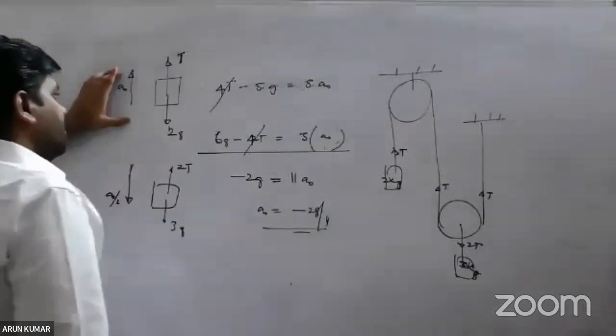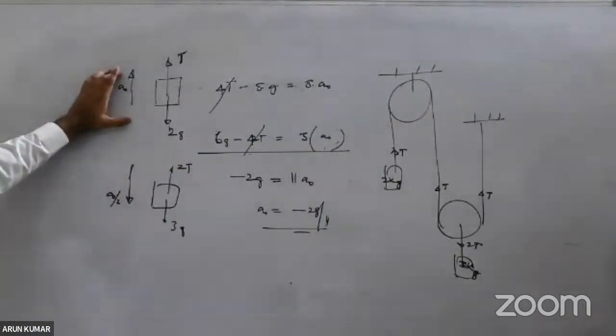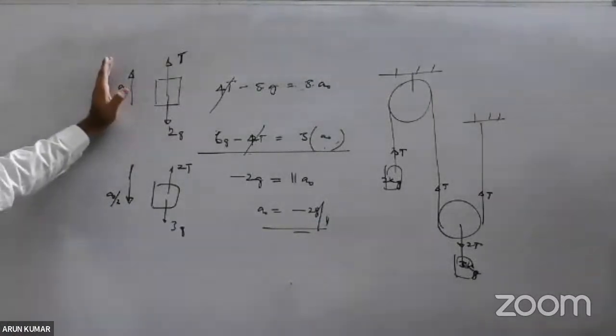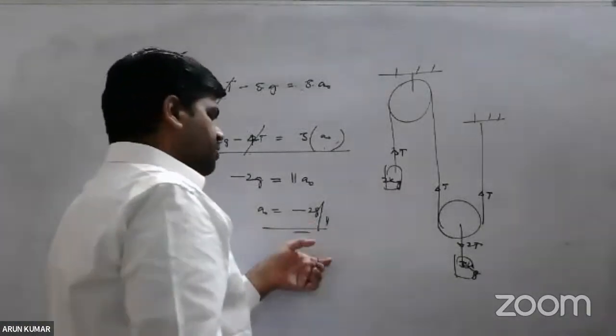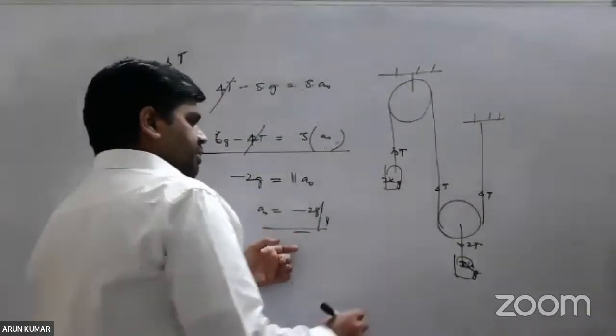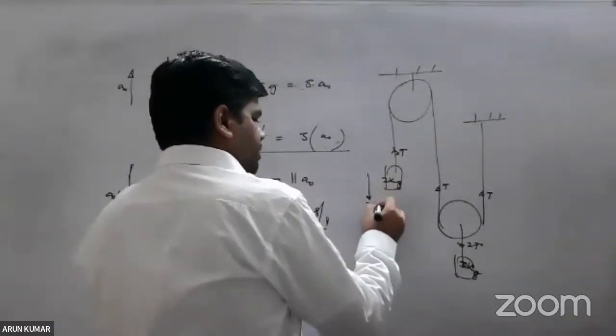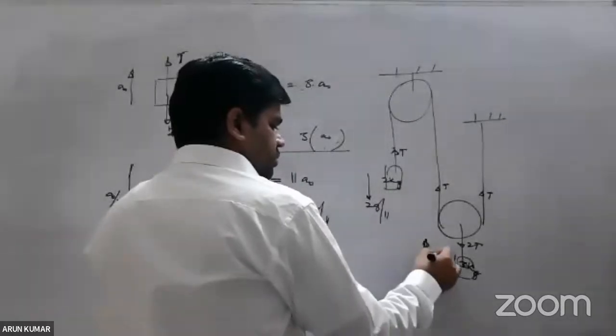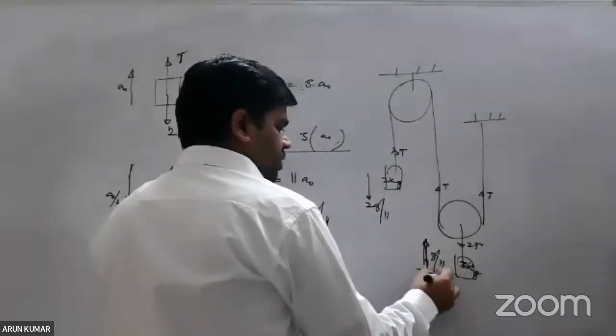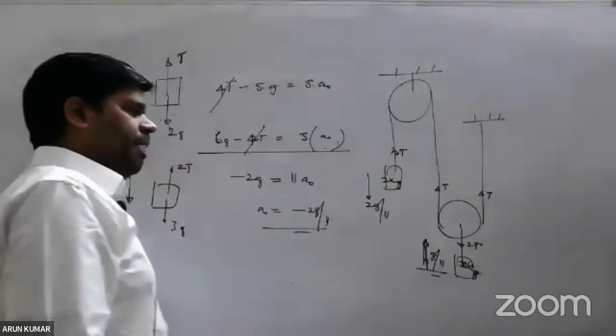That means the acceleration direction which I presumed is opposite to the actual acceleration. So my actual acceleration is opposite to presumed acceleration. I presumed upward, but the particle is actually going downward. Actually accelerating downward. Minus 2G by 11 means a negative came. So this is 2G by 11 downwards. Acceleration of this block is G by 11 upwards.